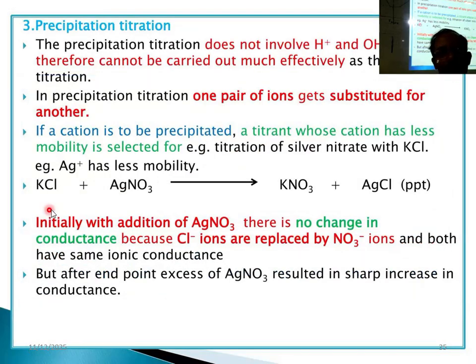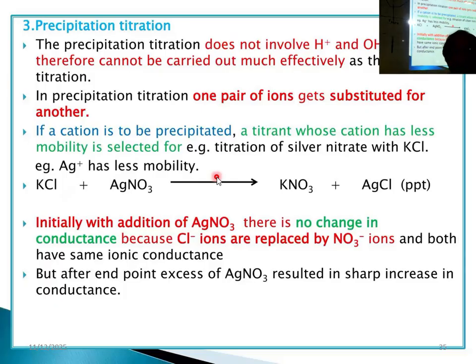Achha, this is precipitation: KCl plus AgNO3. Now AgNO3 you take in the burette and KCl you have taken in the beaker or conical. For a conductivity titration it should be a beaker, not a conical flask, because the electrode must be immersed. So in the beaker you take KCl and add AgNO3 from the burette.